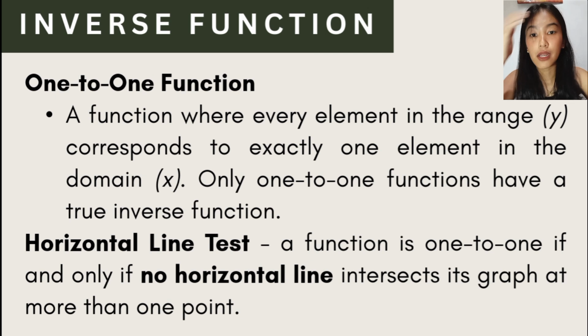Since the function uses the vertical line test, here we have the horizontal line test to determine if a graph is a one-to-one function. A function is a one-to-one function if and only if no horizontal line intersects its graph at more than one point. If it intersects at two points, the graph is not a one-to-one function. So a parabola cannot be a one-to-one function, because when you do the horizontal line test, it will intersect at two different points.